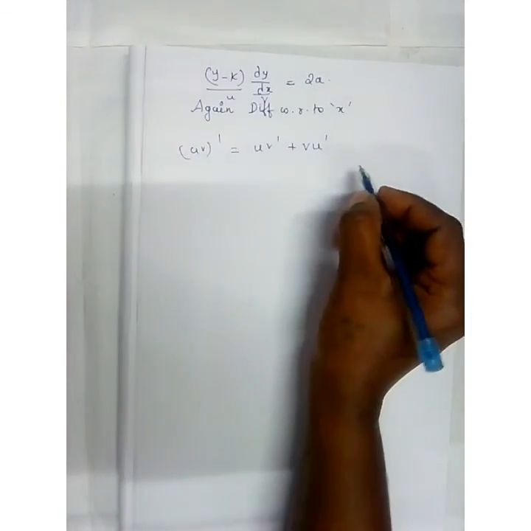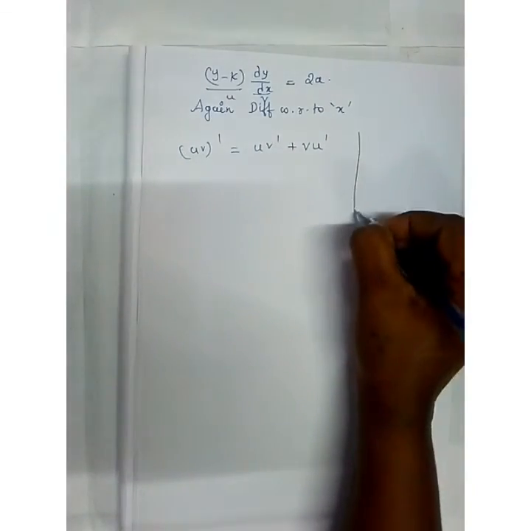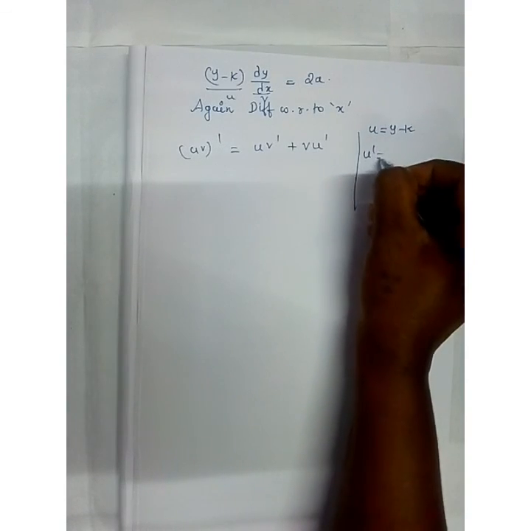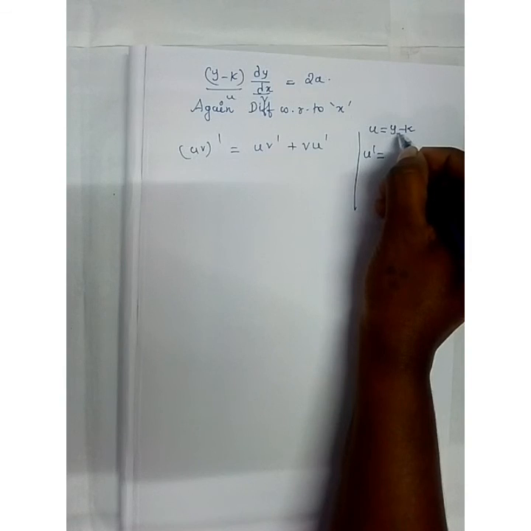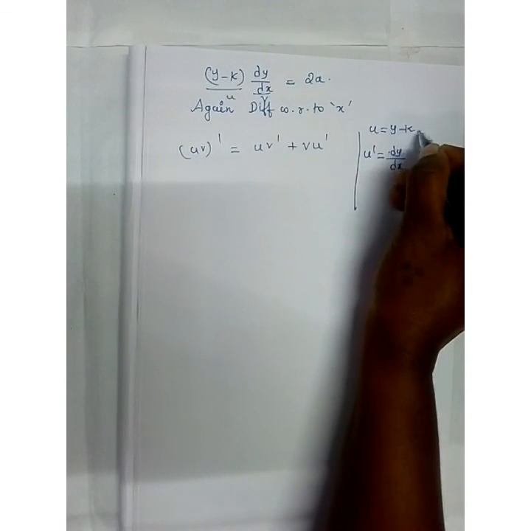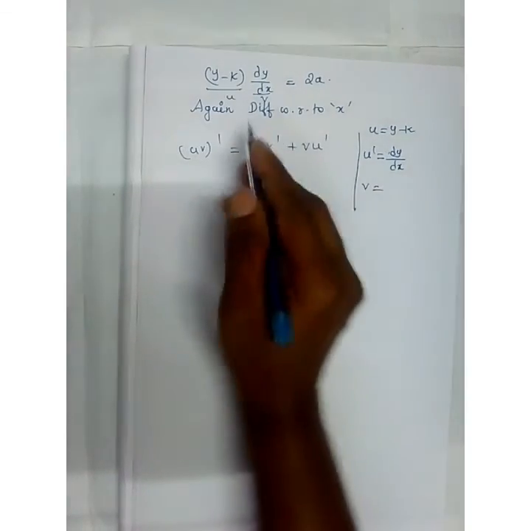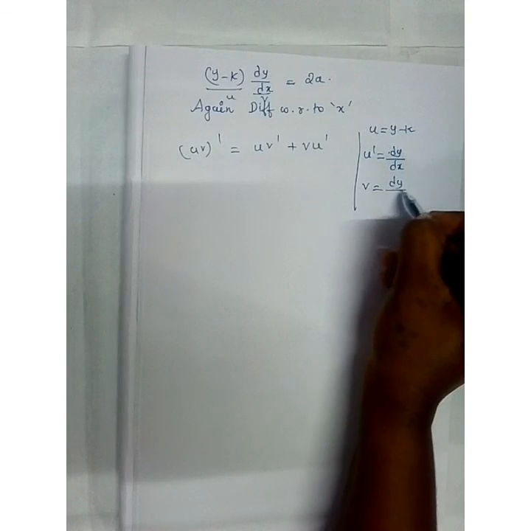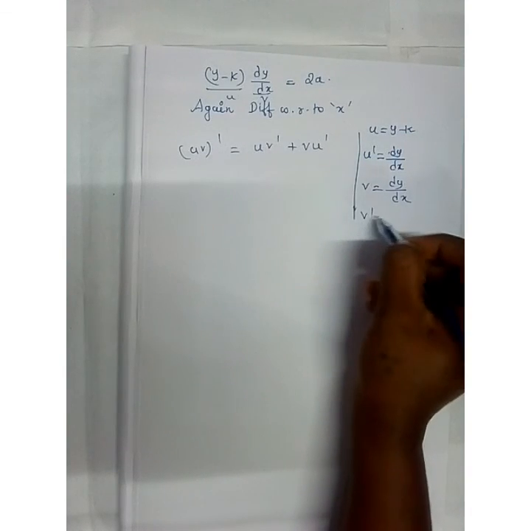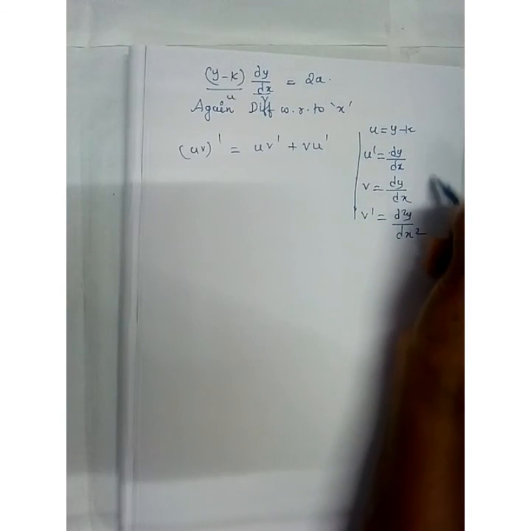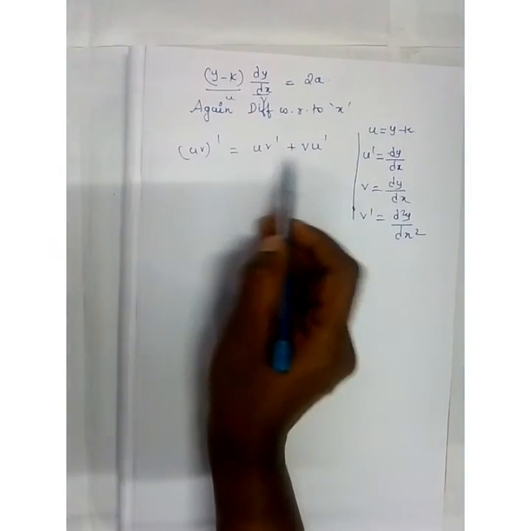Here U is equal to y minus k. So what is U'? Differentiation of y with respect to x gives dy/dx, and differentiation of the constant term is 0, so we don't need to write it. And what is V? V is nothing but dy/dx. What is V'? The second differentiation, d squared y by dx squared. Now we have to apply these in this formula.